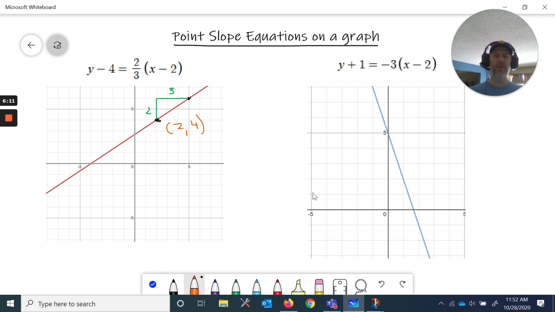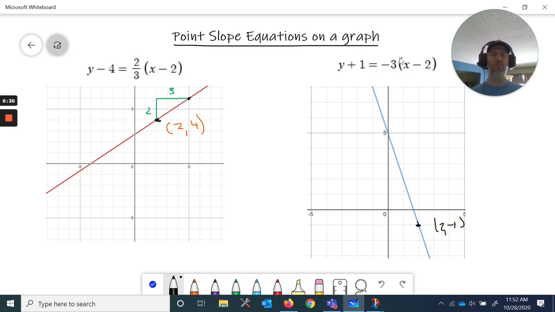And then we could do the same thing with this one as well. Okay, so you can try this one. Pause the video for a second if you want to sketch a graph, and then I'll show you where that point and the slope are. Okay, so let's take a look. Our point is at 2, -1. So 2 to the right, -1 down. There's our point. 2, -1.